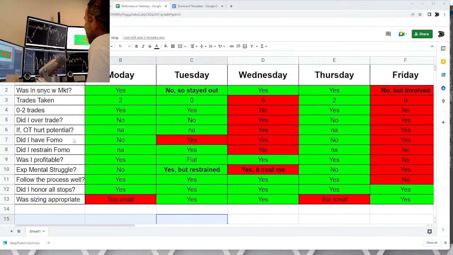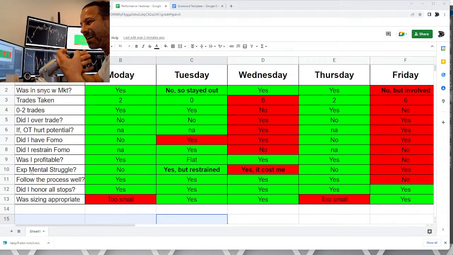Did I have FOMO? No, Monday I was really relaxed, caught some nice levels, traded well, did my thing. Did I restrain FOMO? Well, it doesn't really apply because I stuck to my goal here. I didn't have FOMO. Was I profitable? Yes. Did I experience mental struggle? So, there's some days where you're profitable and you experience mental struggle. There's like this angst or anxiety.